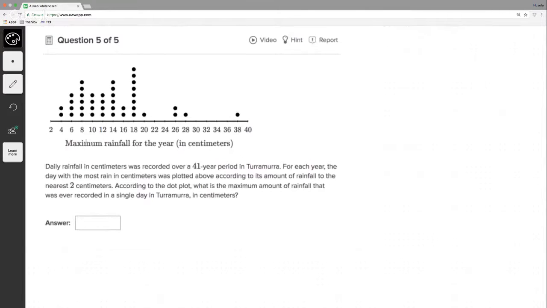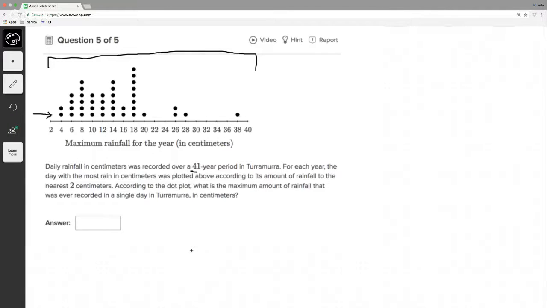Now we got question 5 of 5. It says maximum rainfall for the year in centimeters. Again, this is a dot plot where each dot represents a year. It was recorded over a 41-year period in Turamura. For each year, the day with the most rain was plotted according to its amount of rainfall to the nearest 2 centimeters.